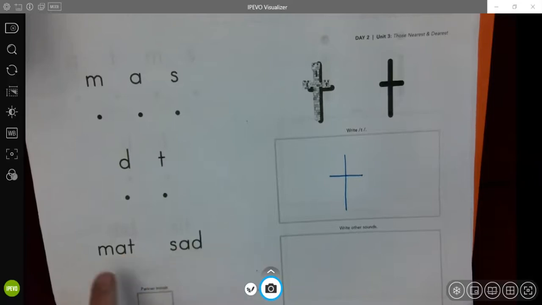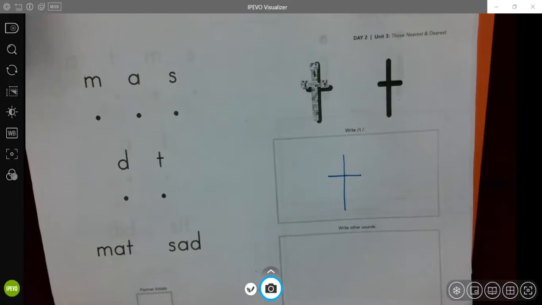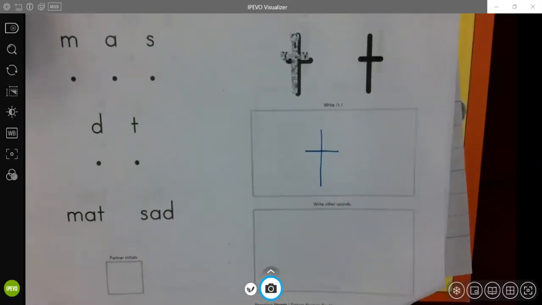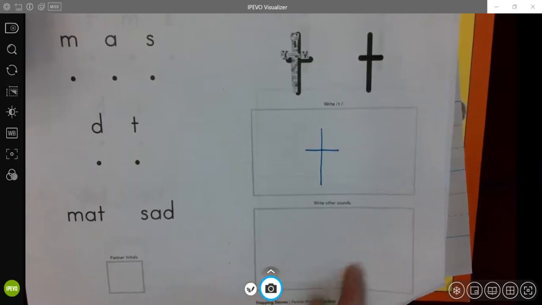We have two words right here. We're going to sound them out. We're going to start with the letter M. We have to say it. A, mat. Do the second word. Sound out the sounds and we have to blend them together. A, d. Sad. Great job.